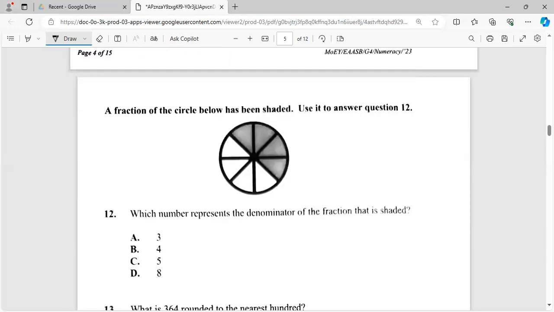A fraction of a circle below has been shaded. Use it to answer item 12. Which number represents the denominator of the fraction that is shaded? Now the denominator tells us how many parts the whole is divided into. So we just have to count them, right? So we have 4, 5, 6, 7, 8. So it's 8.